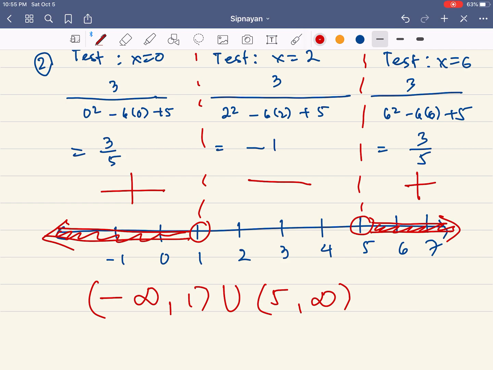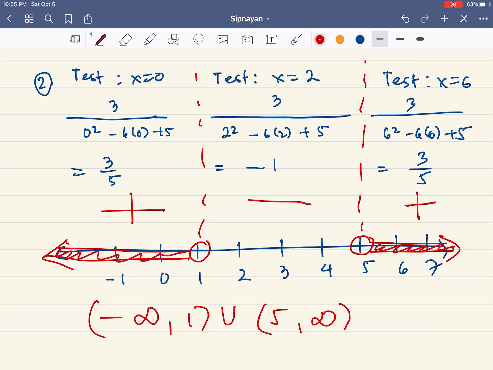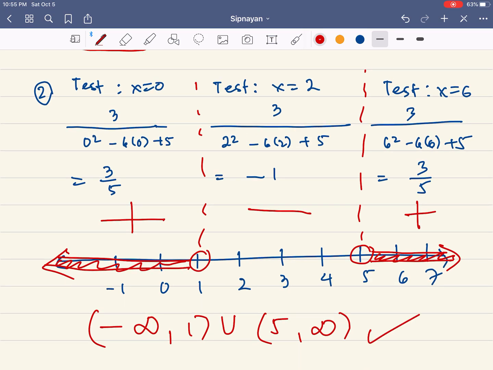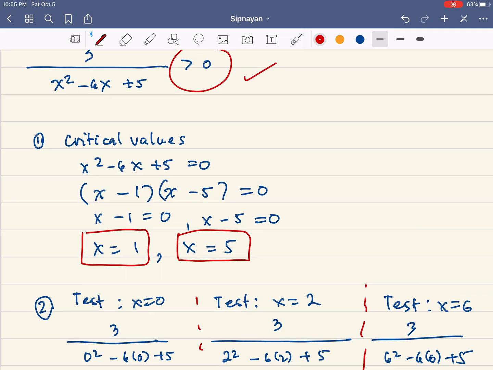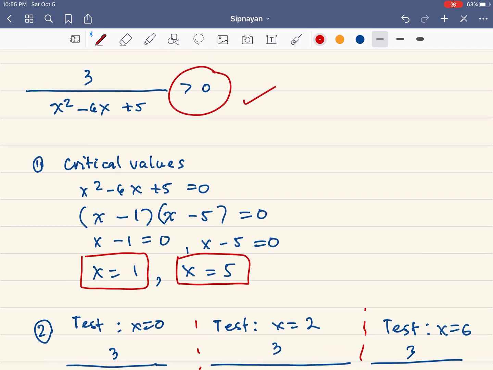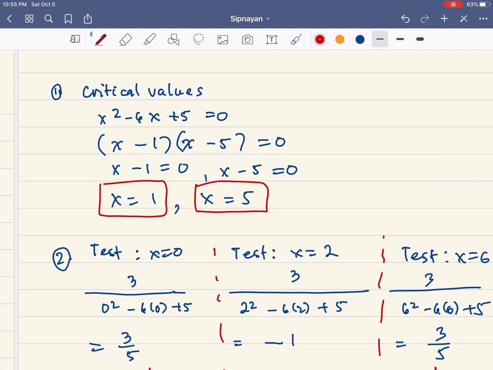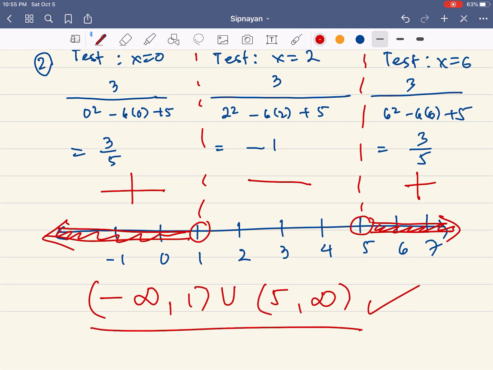So yung dalawang intervals na yan, hindi dalawang solution, lalagyan natin ng union sign para magkasama na silang dalawa. So this is actually the answer, the solution to this inequality. Meaning, positive yung inequality na to dito sa intervals na ito.